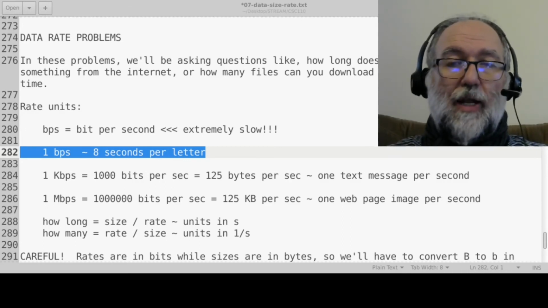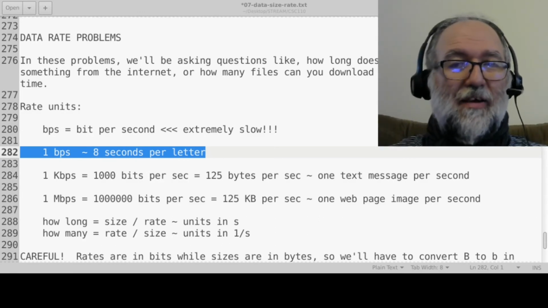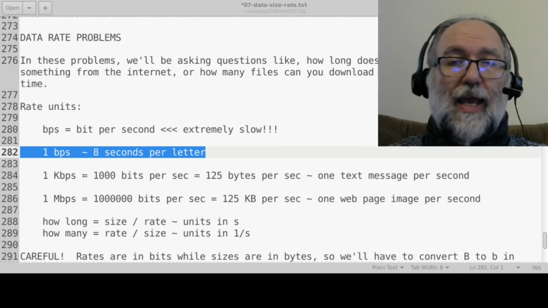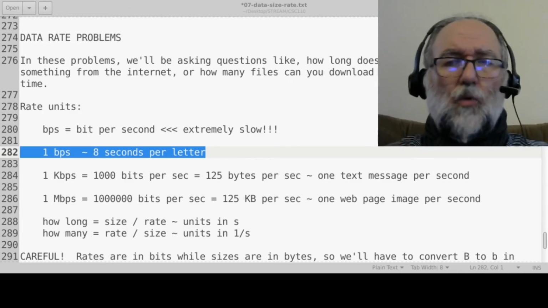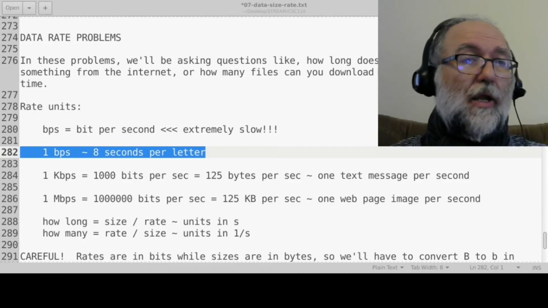Never did we have internet speeds that slow. Even in the 80s, when the internet used to go through phone lines, believe it or not, the old landlines. So 1 bit per second means that it takes 8 seconds to transfer one letter. Ridiculously slow, but at least a benchmark in your mind.